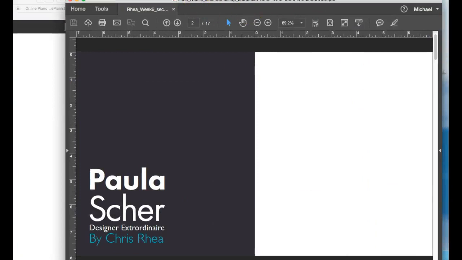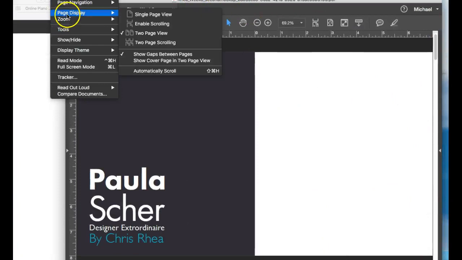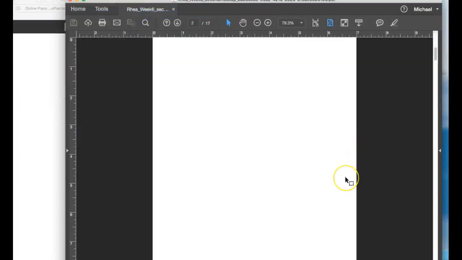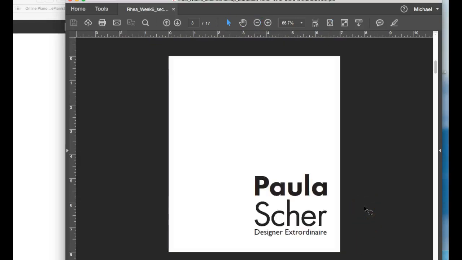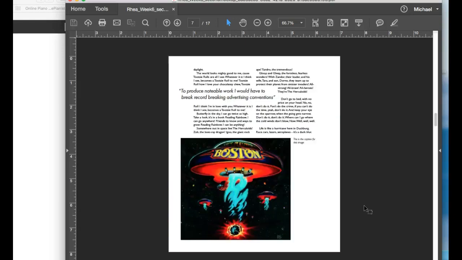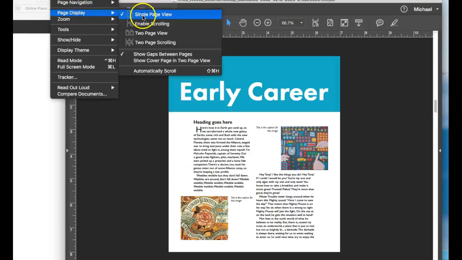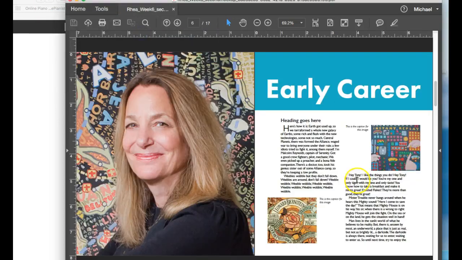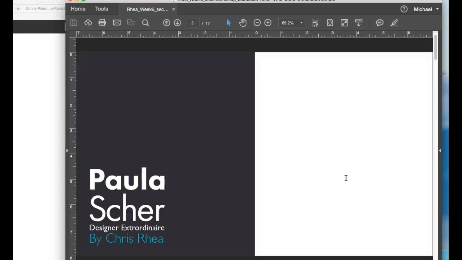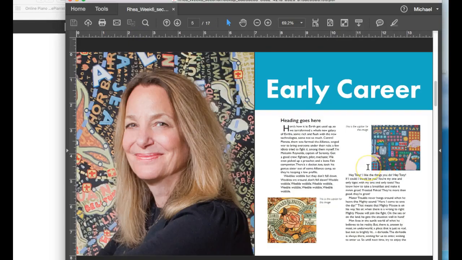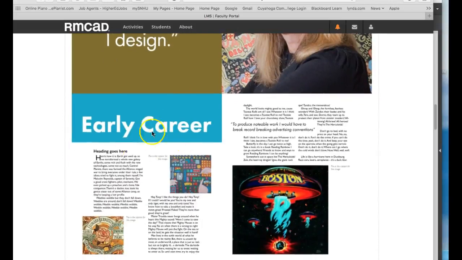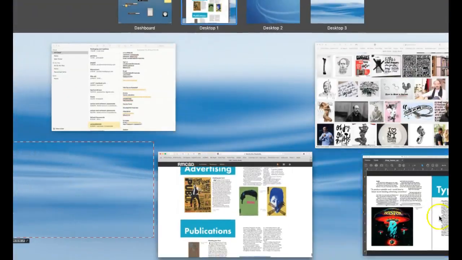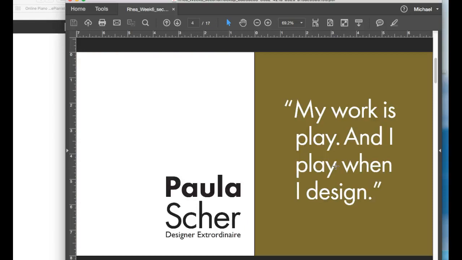Now, when the PDF was submitted, it was a single page view. This is how I got your PDF. So I simply went to view, hit page display, and chose two-page view. As you can see, the way you have this formatted is not working with your spreads. We can see that because your title page is always on the left, and here it's on the right, and these just aren't your spreads. So, where did we go wrong?